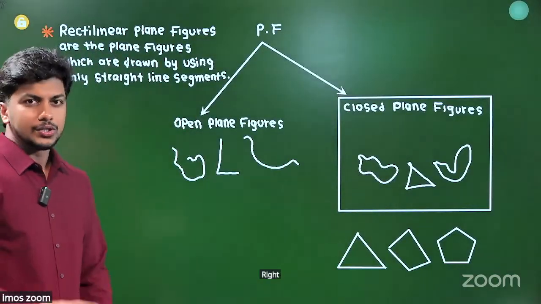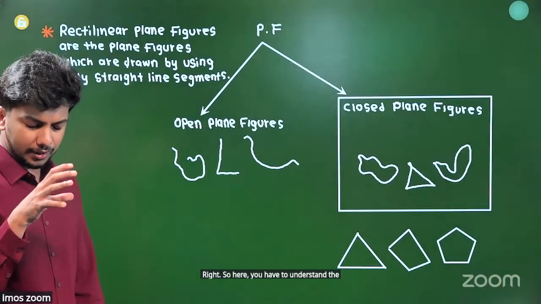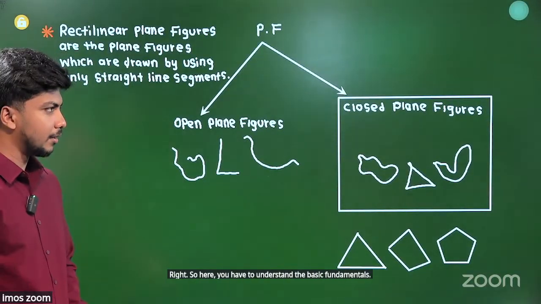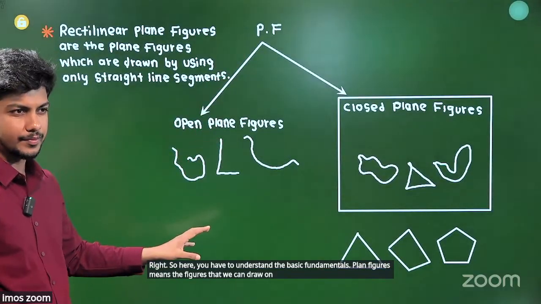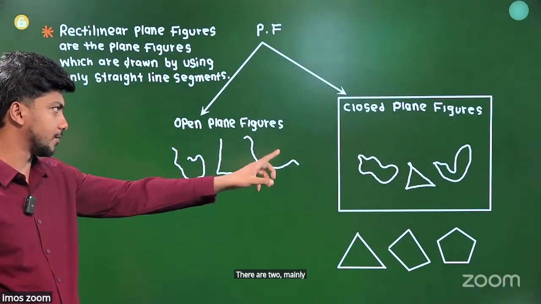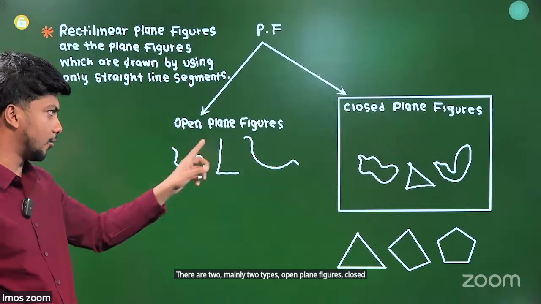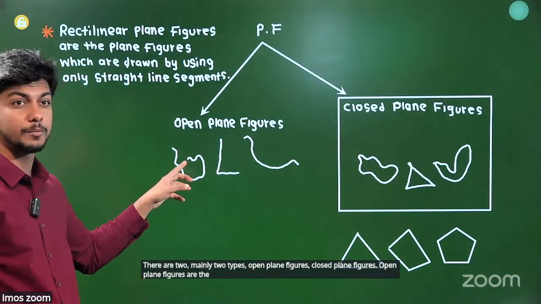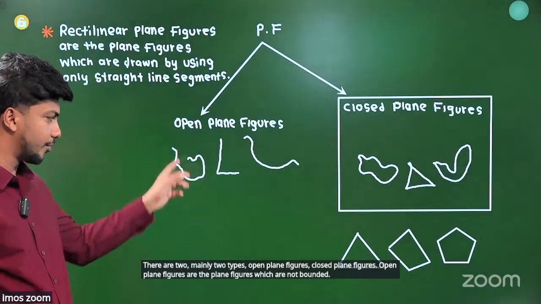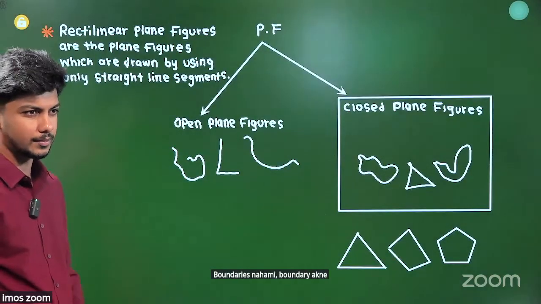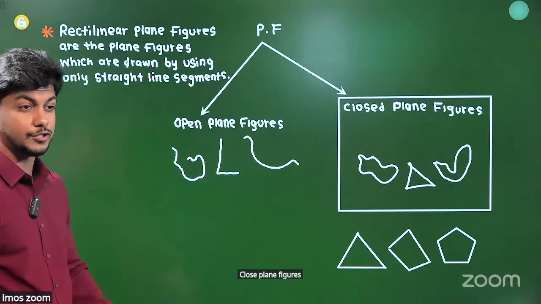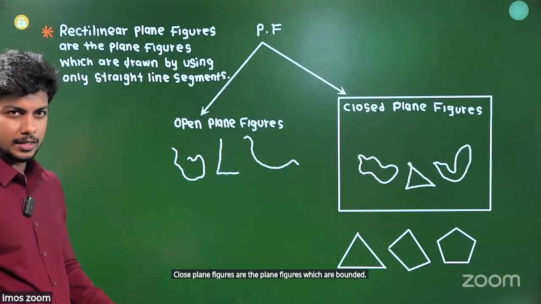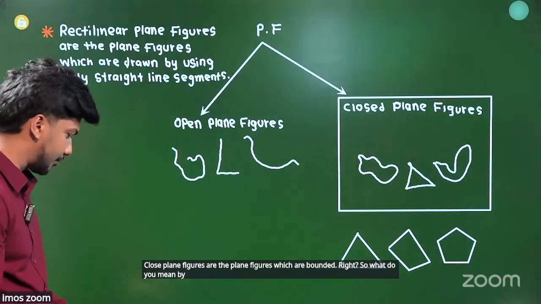Right. So here you have to understand the basic fundamentals. Plane figures means the figures that we can draw on a plane. There are mainly two types: open plane figures and closed plane figures. Open plane figures are the plane figures which are not bounded. There are no boundaries. Closed plane figures are the plane figures which are bounded. Right? So what do you mean by polygons?